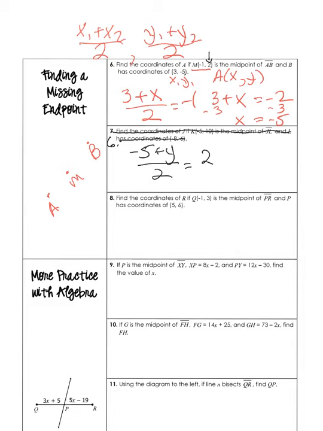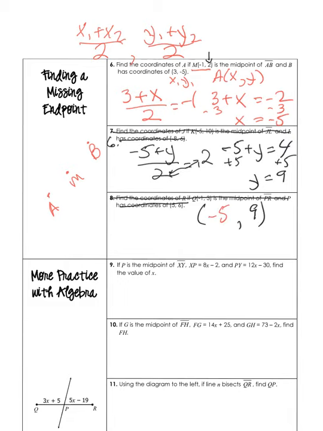Again, cross multiplying. The inverse of division is multiplication. So those two are getting multiplied, and I get -5 plus y equals 4. Add 5 on both sides. Y equals 9. So my final answer for problem number 6 is a coordinate. Your x-coordinate is -5. Your y-coordinate's 9. So your point is going to be -5, 9.